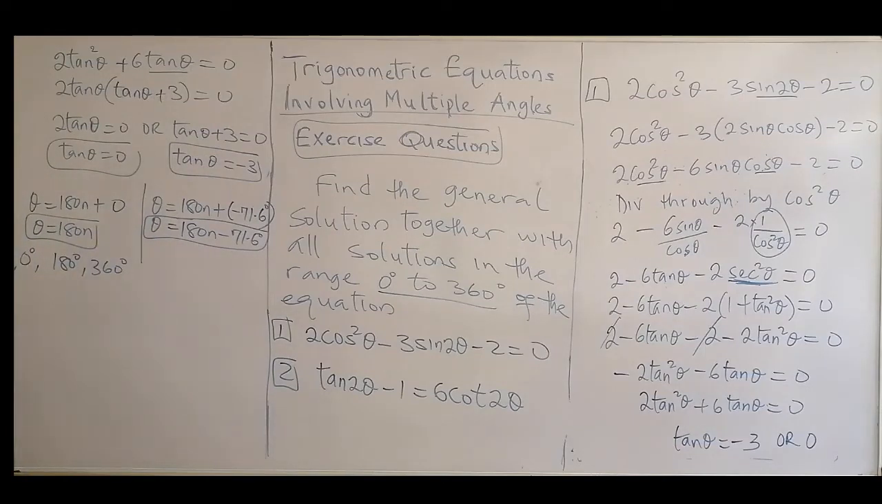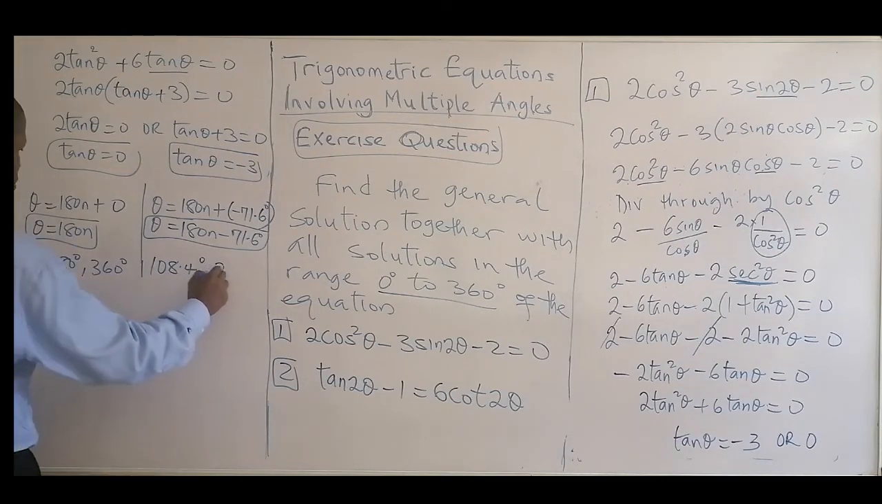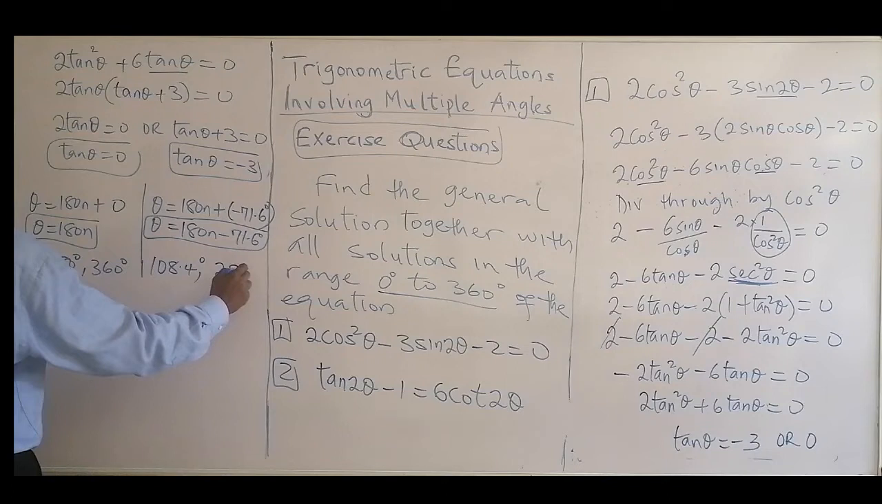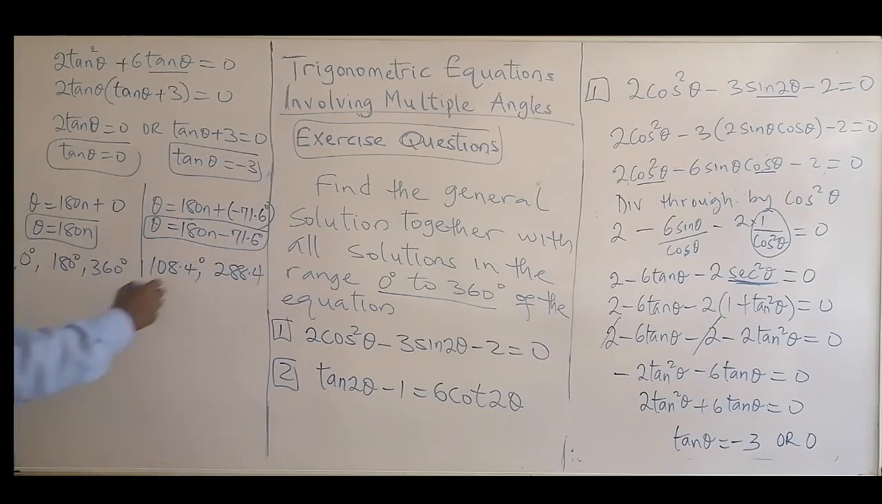So n is 1, you have theta equal to 180 minus 71.6, that's 108.4. N is 2, 360 minus 71.6, that's 288.4 degrees. So n is 3, I think that will be outside the range of values. Yes, it's outside the range. So we can combine these values together.